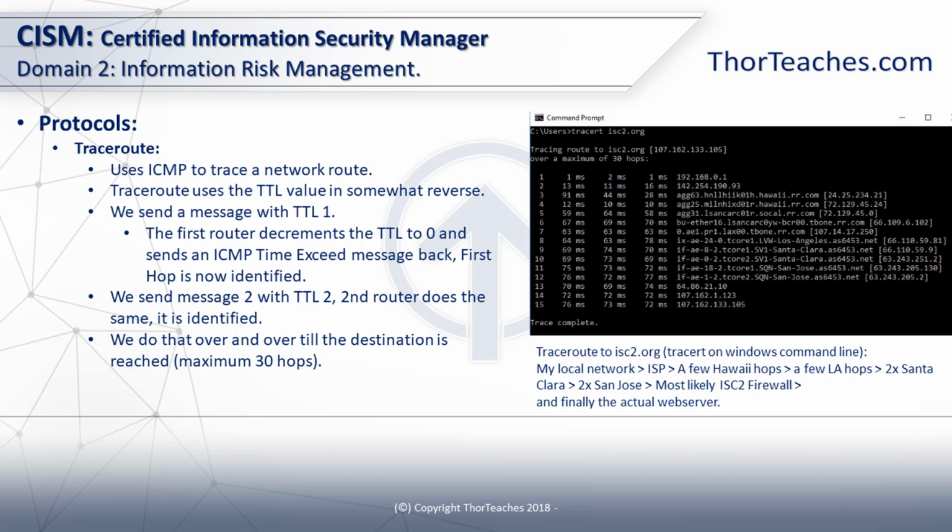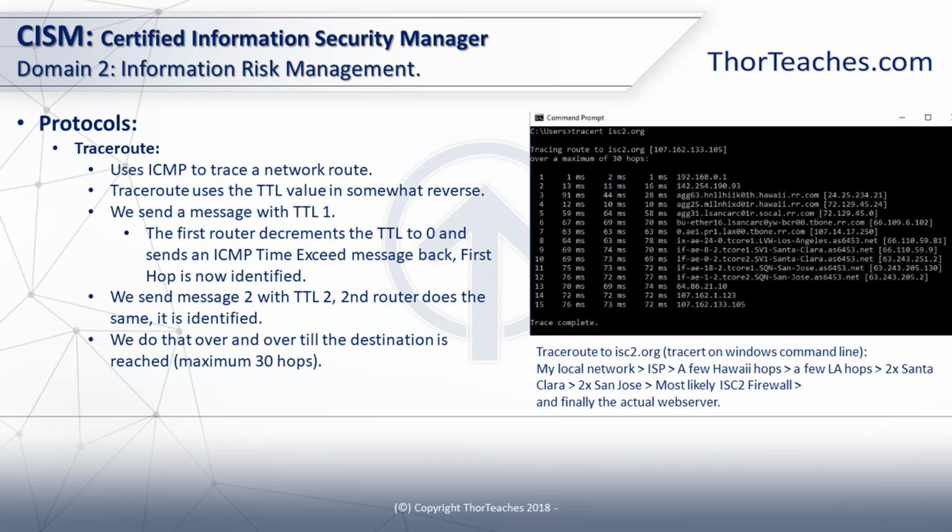The first packet is sent with a time to live of 1. Once it hits the first router, the time to live is decremented, and the first router sends an ICMP time exceeded message back to us. We have now identified our first hop. We know the IP address. Then we send another ICMP packet, number 2, with the time to live 2. The first router decrements the time to live to 1 and sends it to the next hop. Router 2 then does the same. Time to live 0. It sends back the time exceeded message. We now know router number 2. And it does that for every single hop until it reaches the destination IP or it exceeds 30 hops.